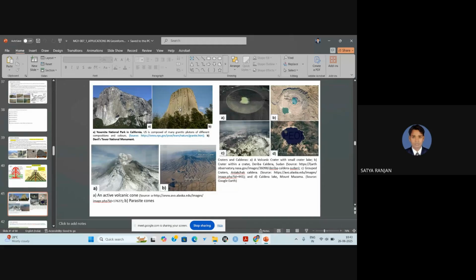Rocks are there in different periods, and some of the caldera craters. These are the craters, and this is the caldera, which forms after a depression is created, then stores some rainwater. So it looks like there is a lake. So these are all the volcanic activity landforms.